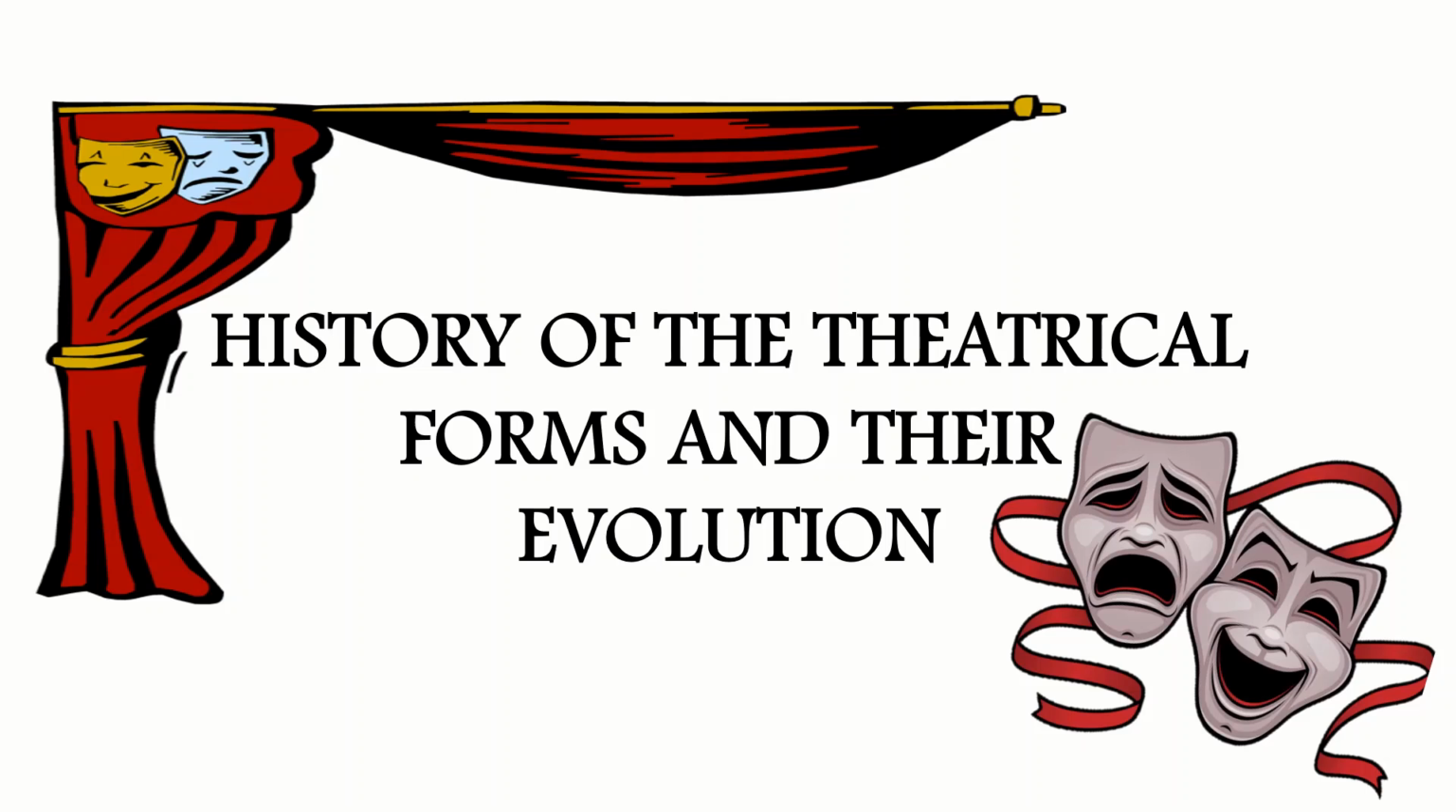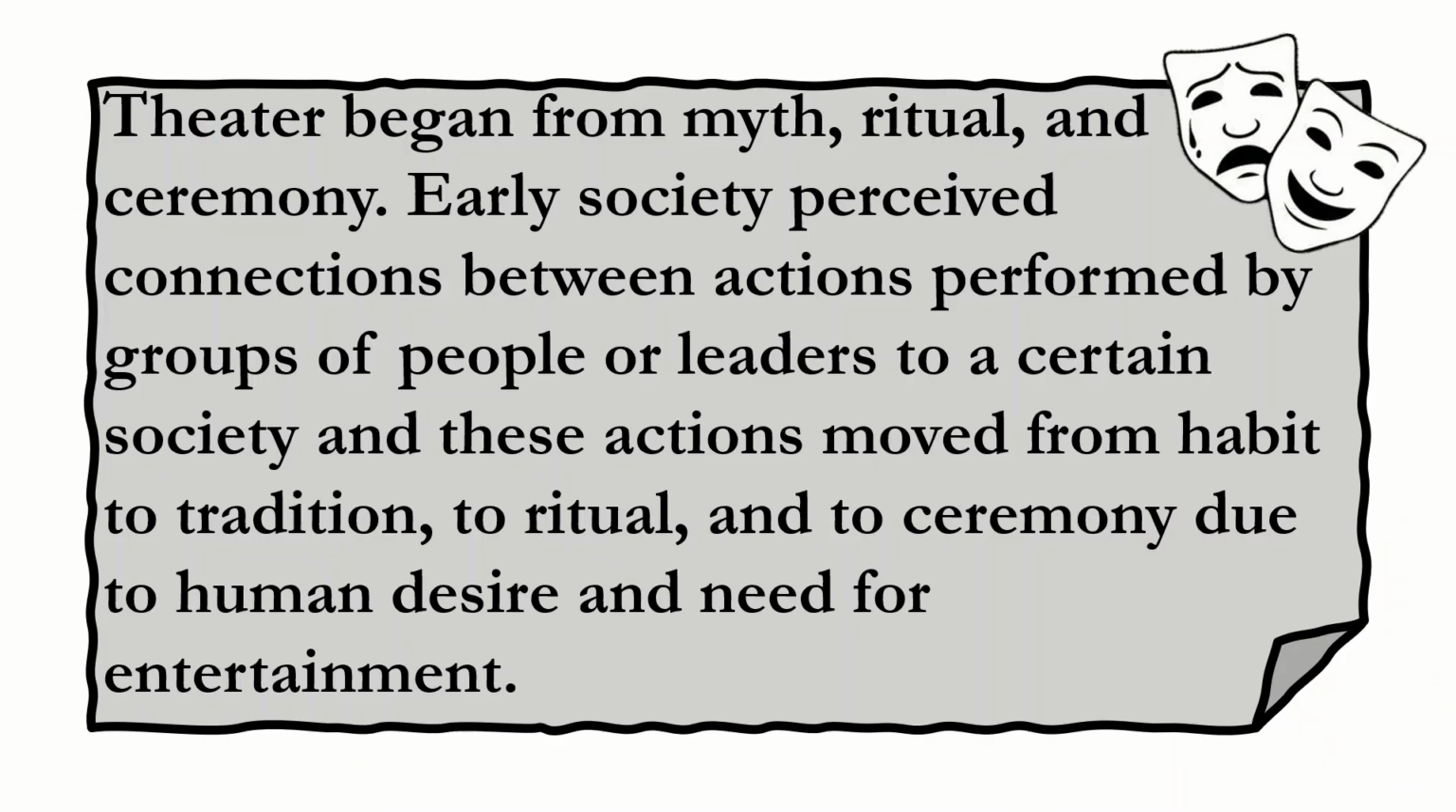Today's topic is about the history of the theatrical forms and their evolution. Let's begin. Theater began from myth, ritual, and ceremony. Early society perceived connections between actions performed by groups of people or leaders to a certain society, and these actions moved from habit to tradition, to ritual, and to ceremony due to human desire and need for entertainment.